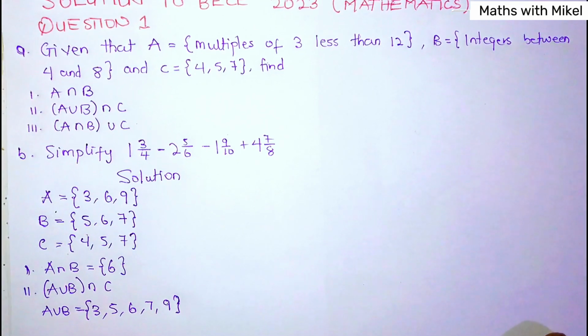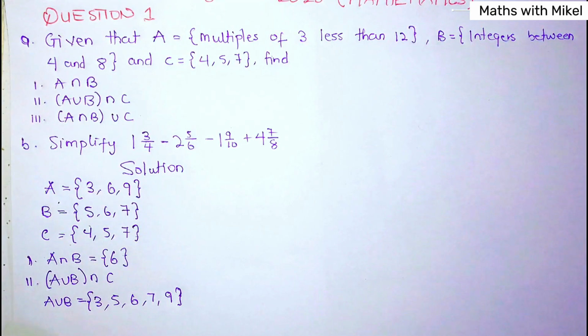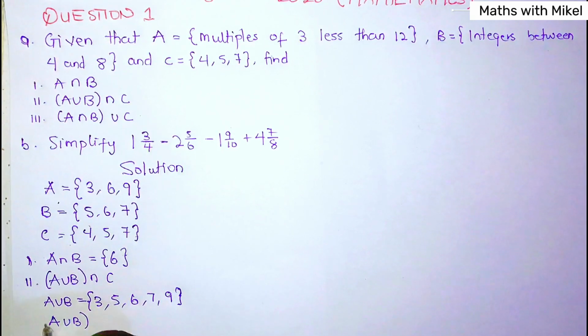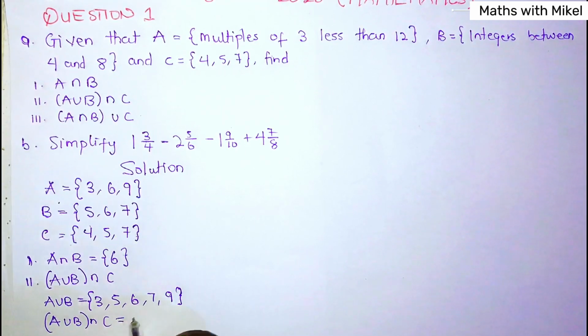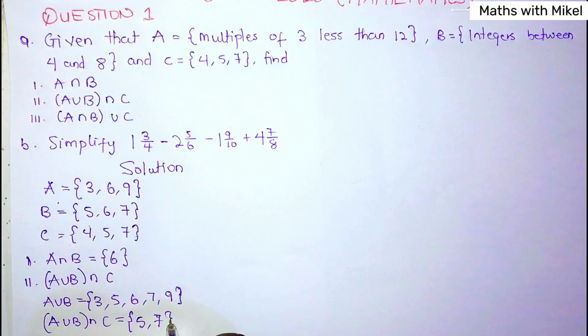So (A union B) intersection C. We are going to compare A union B and the set C to find the intersection. If we compare this and the set C, we have 4, 5, and 7. I can see 5, which is common. There's no 4 here, but I can also see 7. So these are the elements that are common in the union set and C.